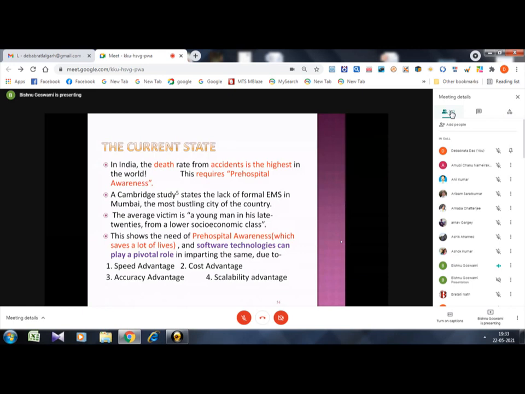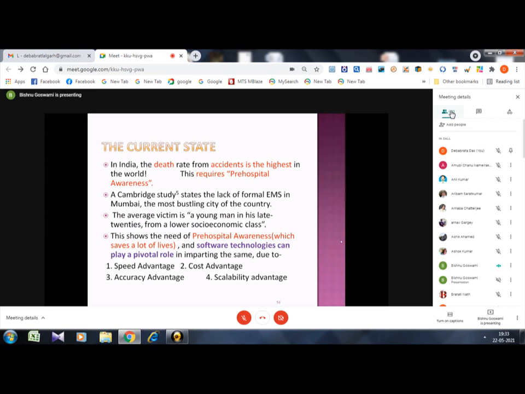And why is it so? It is because we have the speed advantage, because you can use the software very, very quickly, and everyone has a phone these days. 76% to 80%, I think, are using a smartphone these days in India. And there are some caveats to the study. We will not go there.